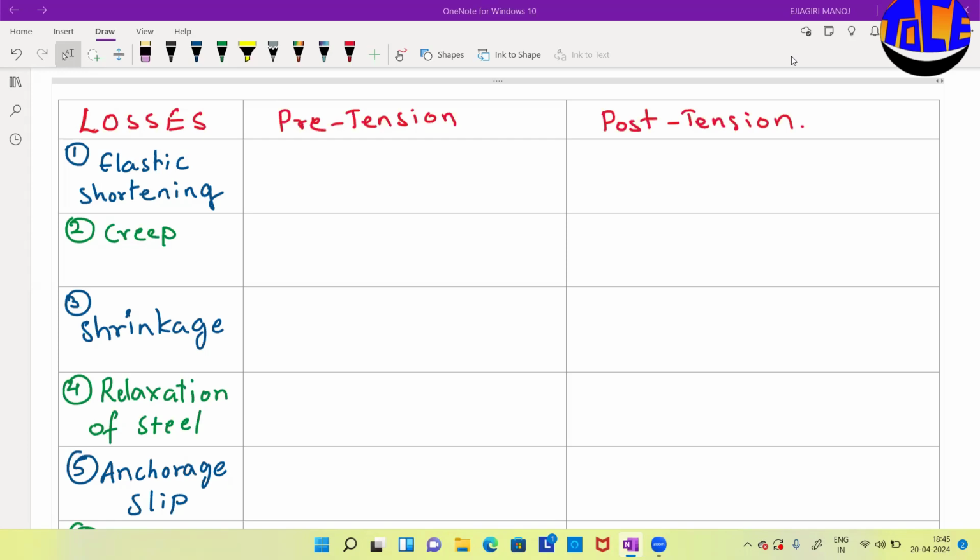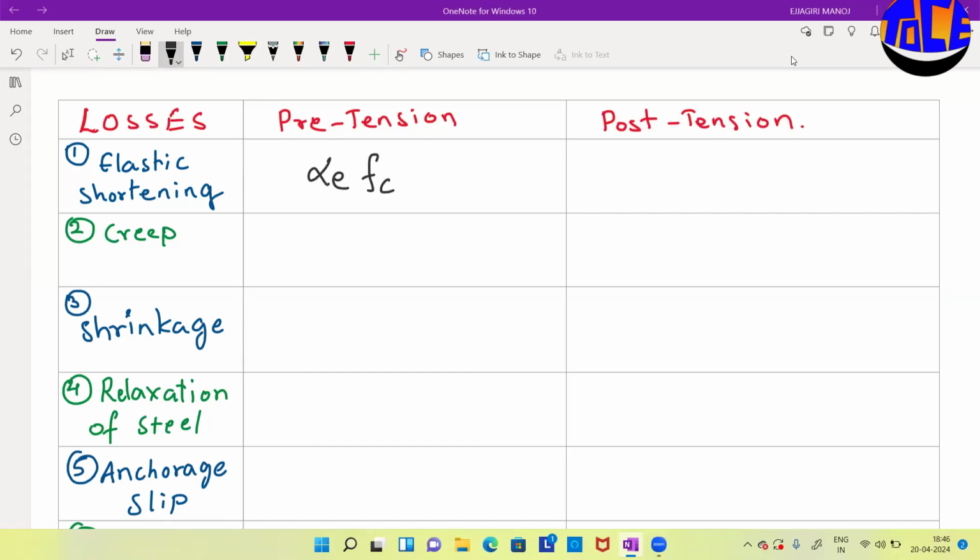Let us see the basic formulas that we are going to use to calculate the different pre-stress losses. Okay. So the first one, the loss due to elastic shortening. This loss due to elastic shortening will be there in pre-tension members. So for this, the formula we are going to use is alpha E into FC.